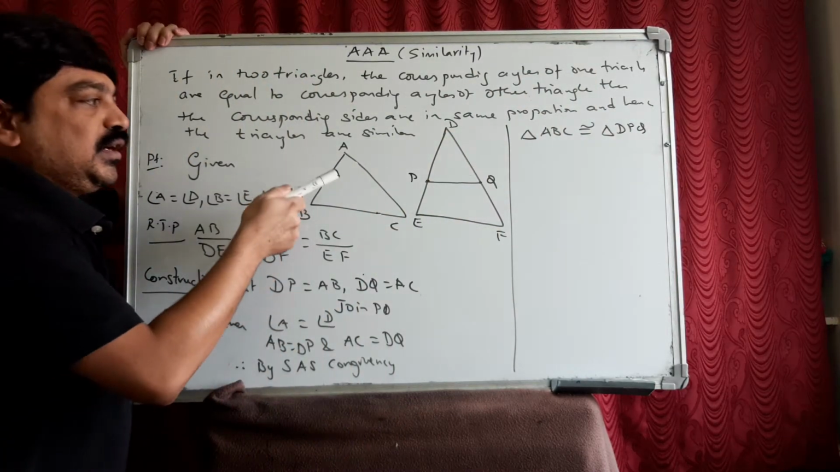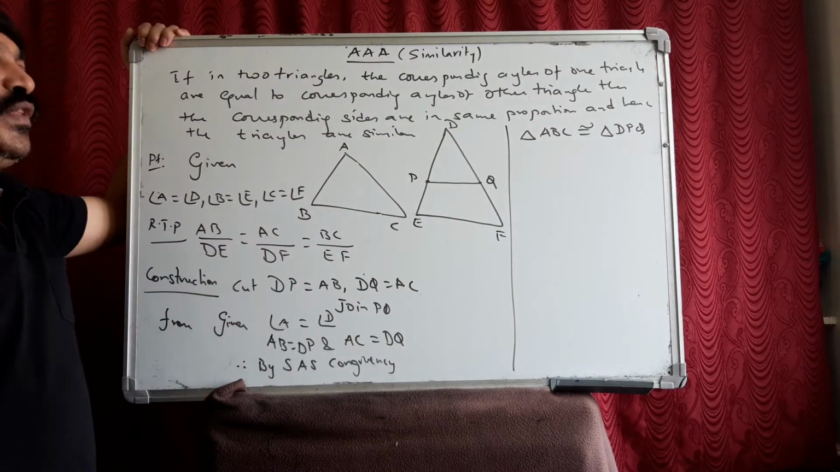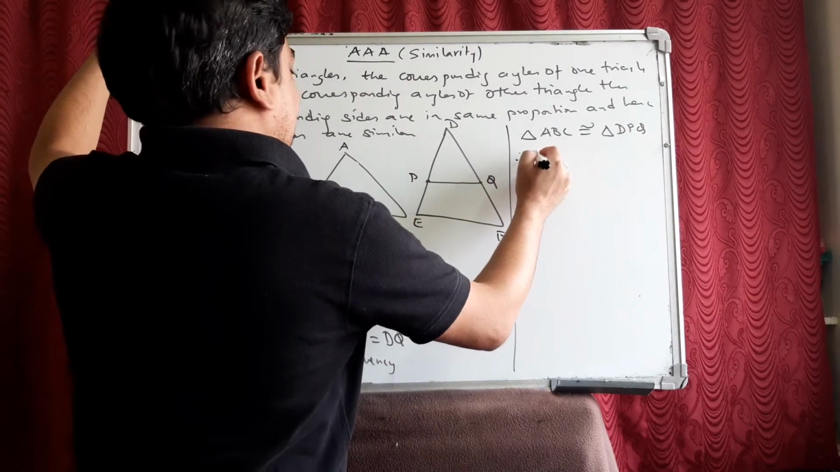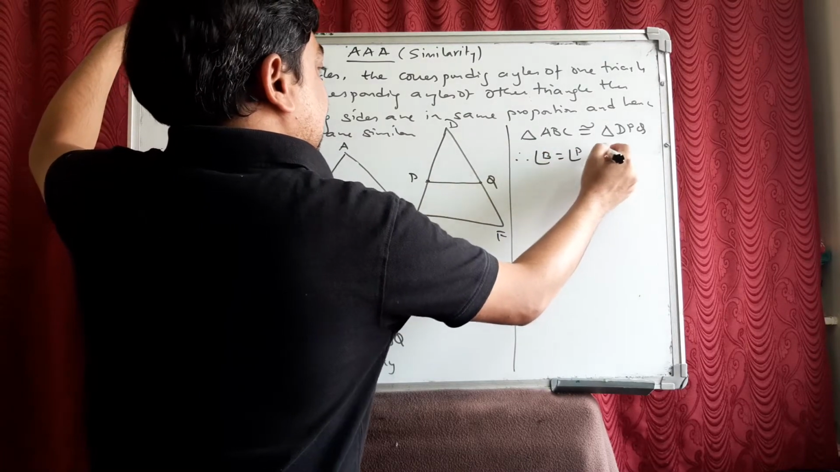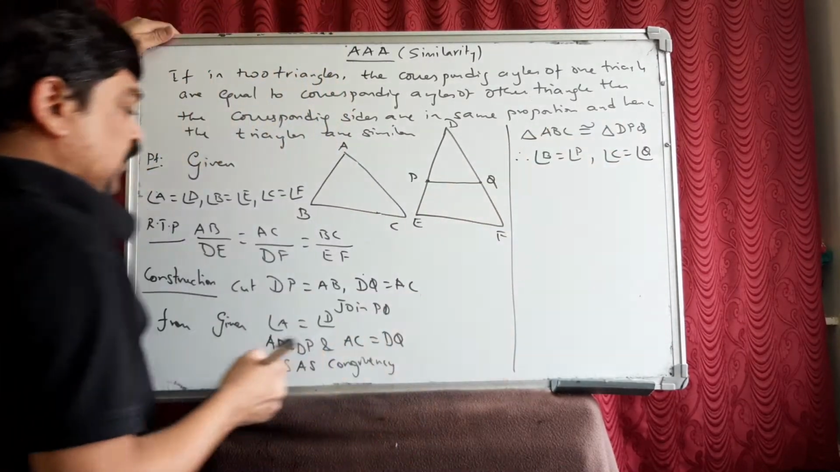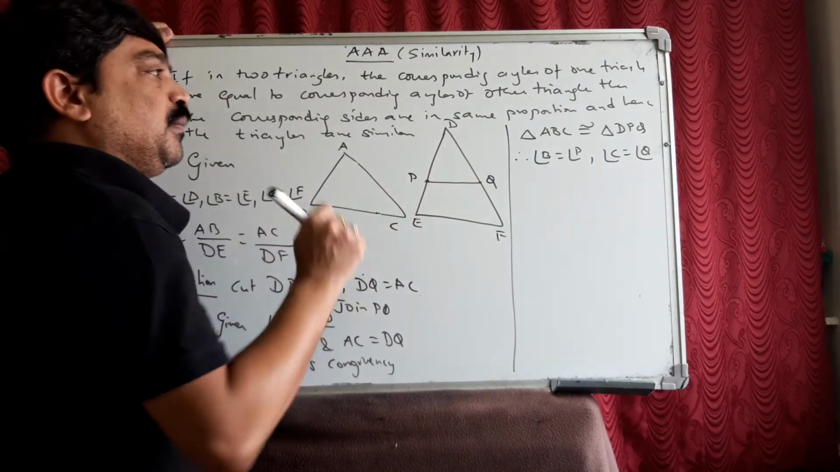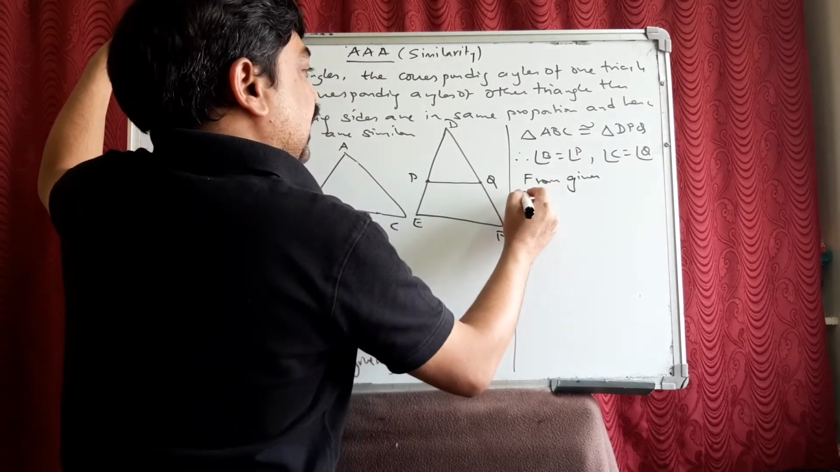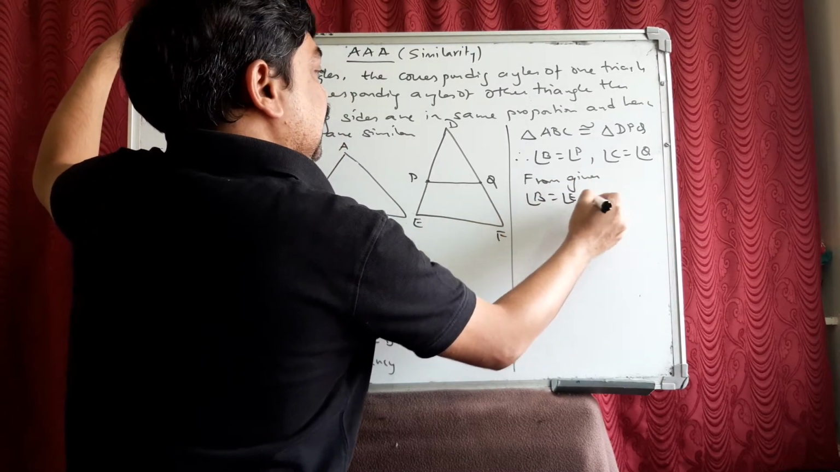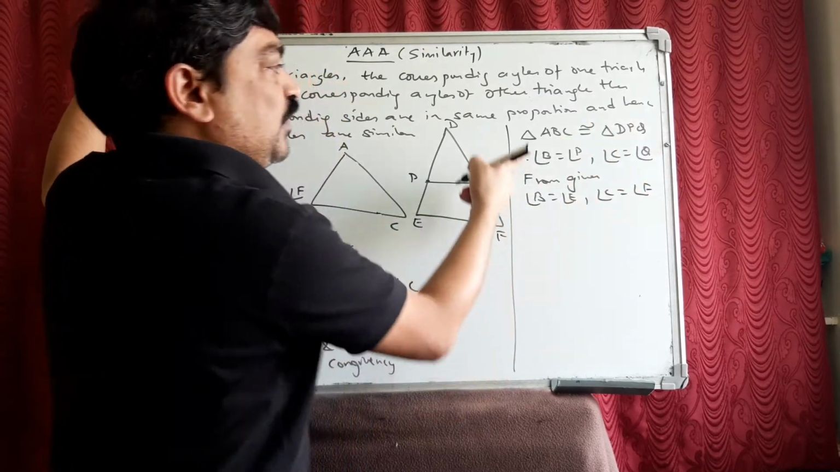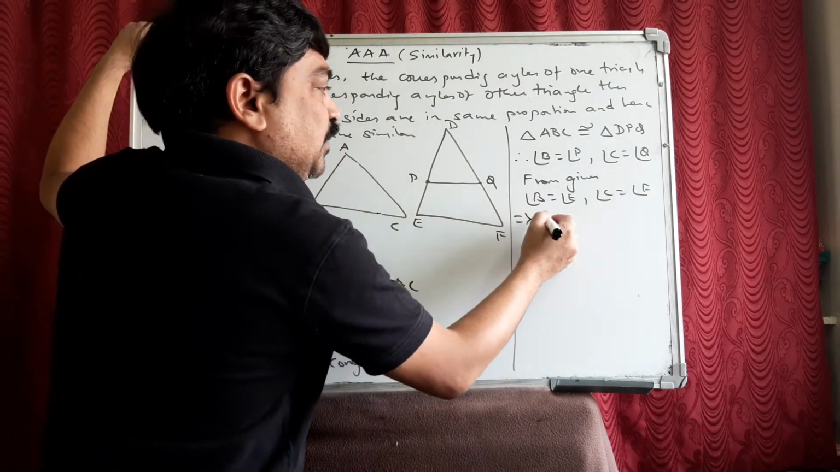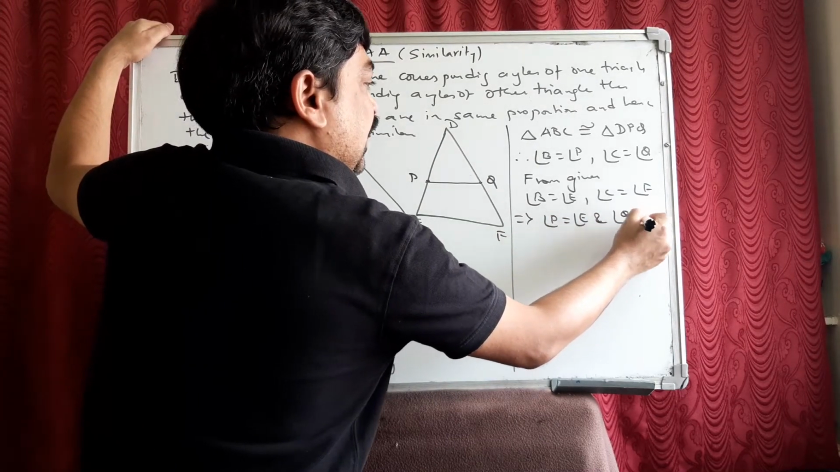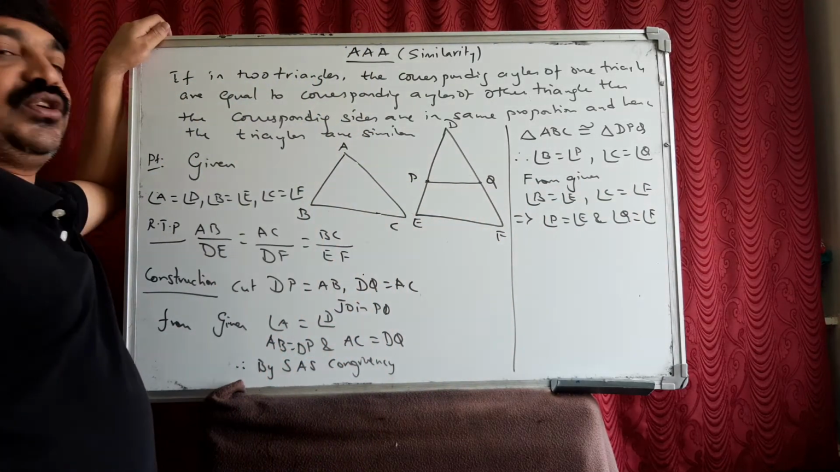So first what we proved? Triangle ABC is congruent to triangle DPQ. Now when these two triangles are congruent, the angles are also equal. Therefore, angle B is equal to angle P, angle C is equal to angle Q. Okay, because these two triangles are congruent. But from given we had that angle B is equal to angle E, angle C is equal to angle F. So from these two, what you can say? That implies angle P is equal to angle E and angle Q is equal to angle F.